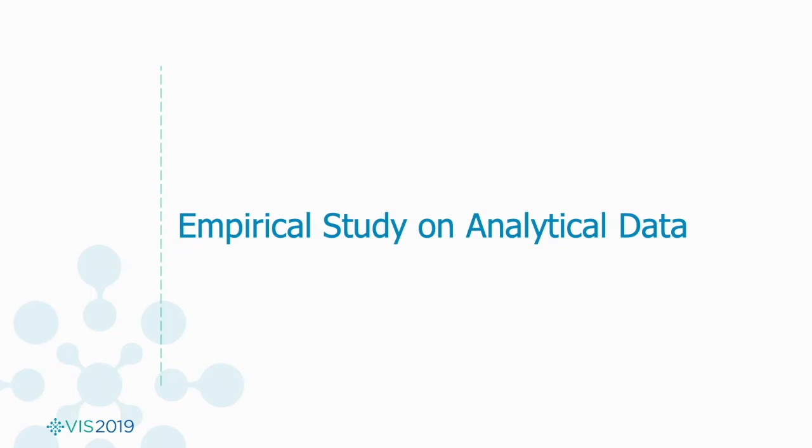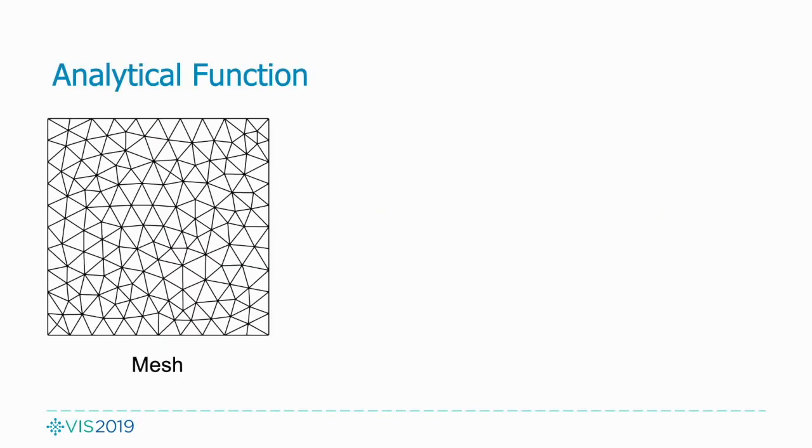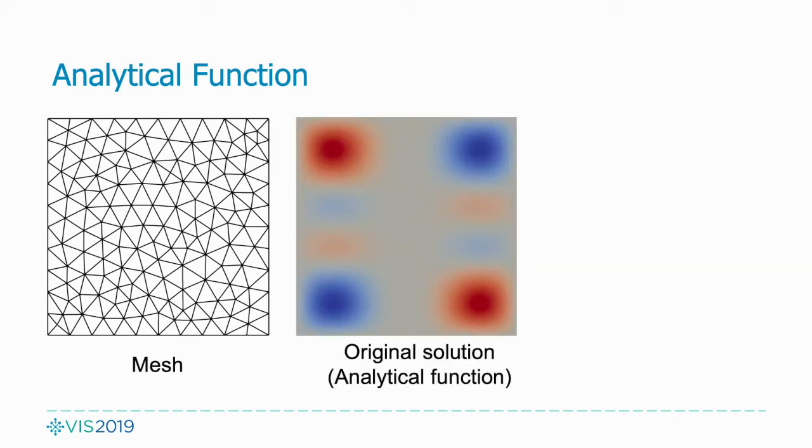To evaluate the data transformation methodologies, we conduct an empirical study on analytical data. To create the analytical data, we selected a non-uniform triangular mesh. We chose an analytical function that has 8 critical points, two maxima and minima in the corners, and then there are 2 other local maxima and minima in the center.